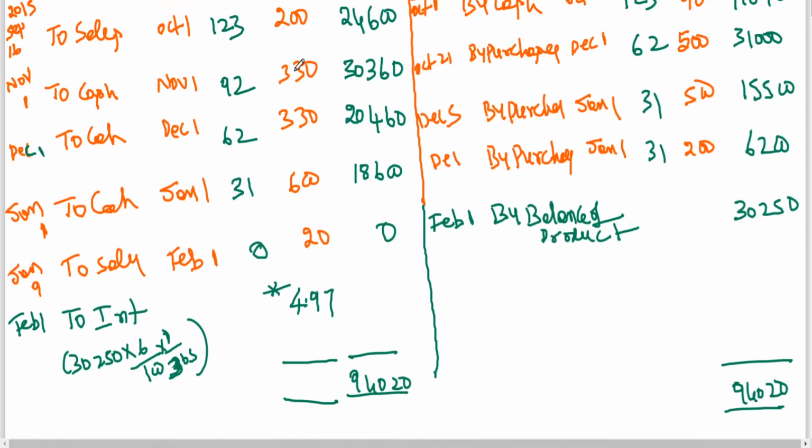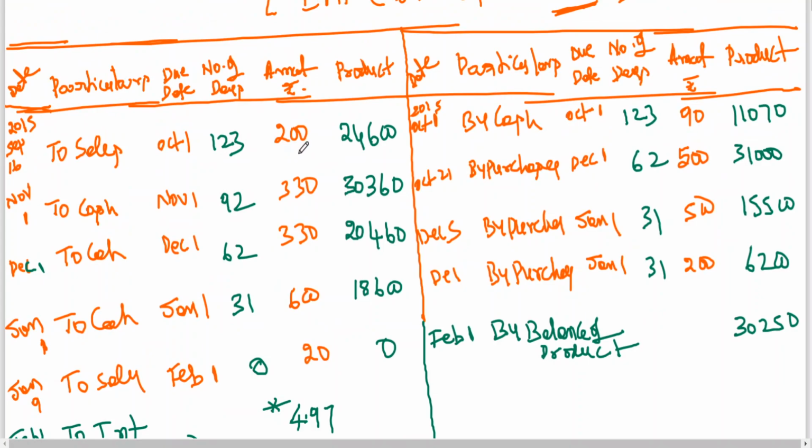So now let us see the amounts here. I think the amounts also show more on the debit side. 200 plus 330 plus 330 plus 600 plus 20 plus 4.97. Okay.